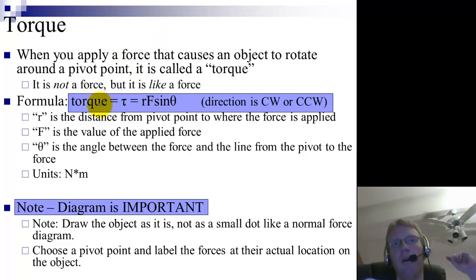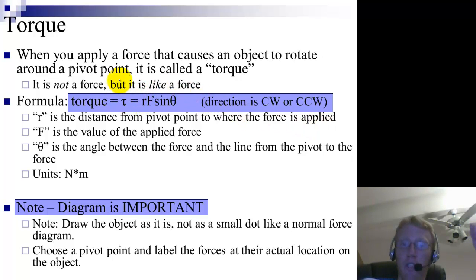So the mathematical formula for torque is r F sine theta, and the units of radius are meters, and the units of force are newtons. So the units are newton meters. A newton times a meter is the unit of torque. The r in the formula stands for the distance from the pivot point to where the force is applied. So what that means is if you increase the radius, you increase the torque.